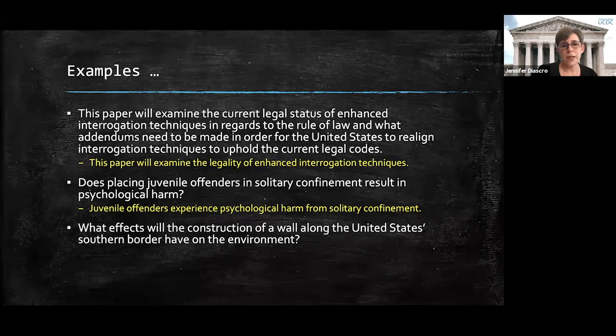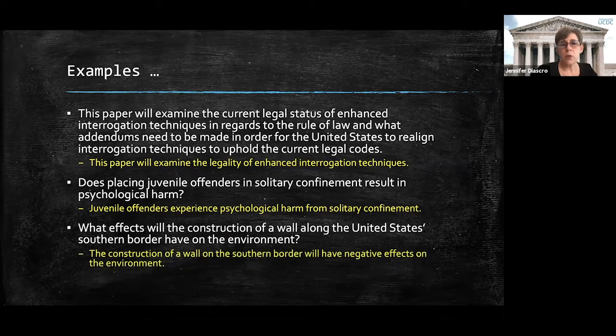Another example: what effects will the construction of a wall along the United States southern border have on the environment? Great question. The construction of a wall on the southern border will have negative effects on the environment. Okay, then your paper would be about this wall on the southern border and how it would create negative effects and what those negative effects would be. All right, so those are just a couple of examples to give you an idea of how you can take questions and create thesis statements, and also how you can have a thesis statement that's really kind of unwieldy and you can focus it a lot more carefully and clearly.